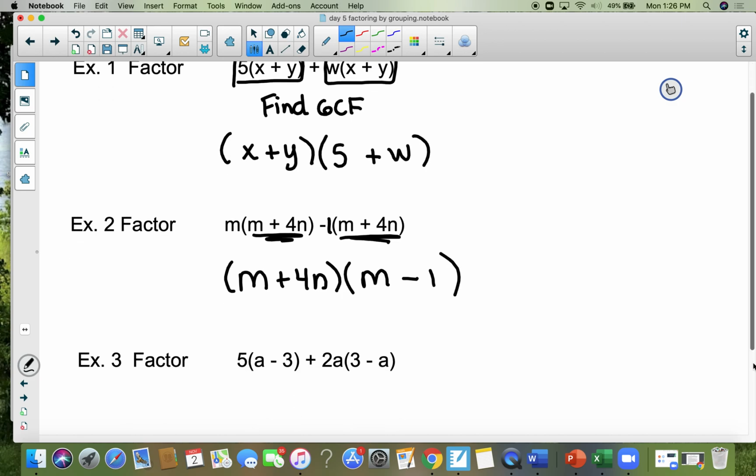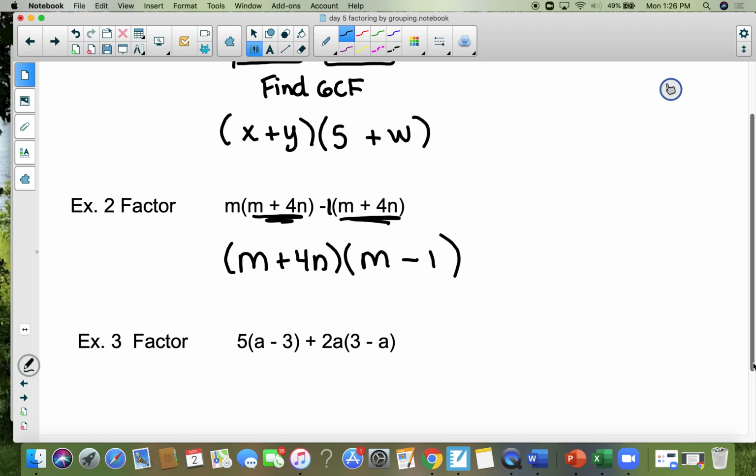Okay, the next one what I was talking about in that first page is, do you notice that these two are opposites of each other? This is a positive A, that's a negative A, that's a negative 3, and that's a positive 3. You're going to cross it out, and you're going to make it look like the other one. But if you're making it look like the other one, you also have to make this a negative.